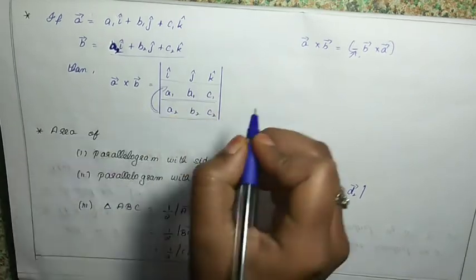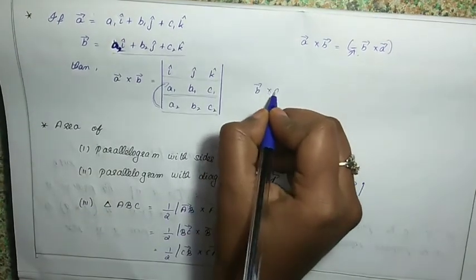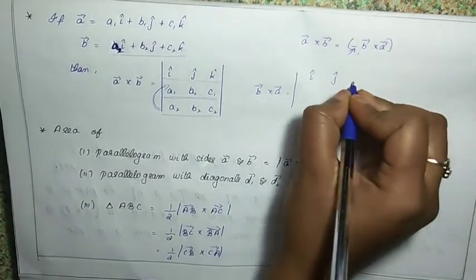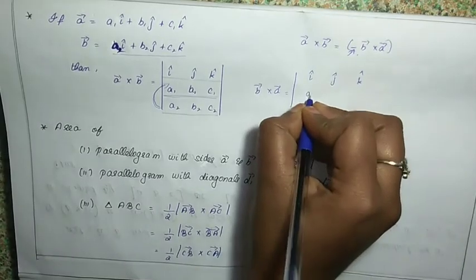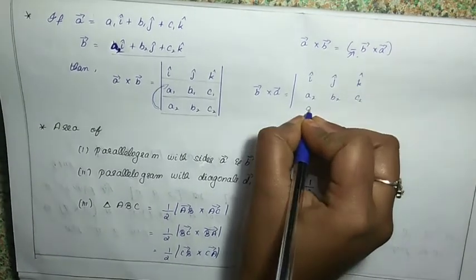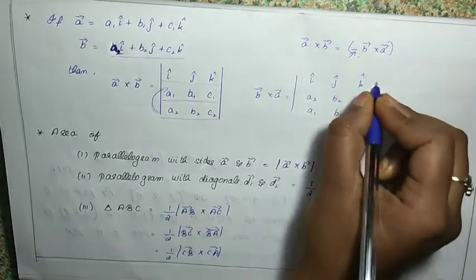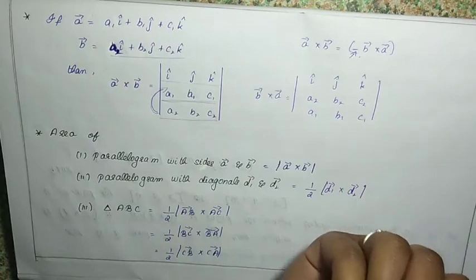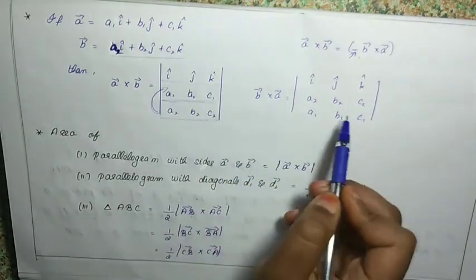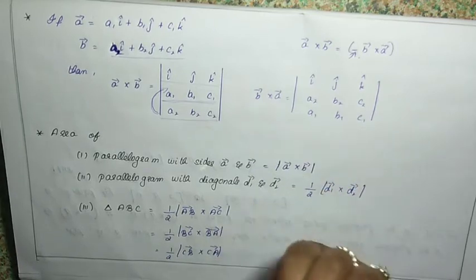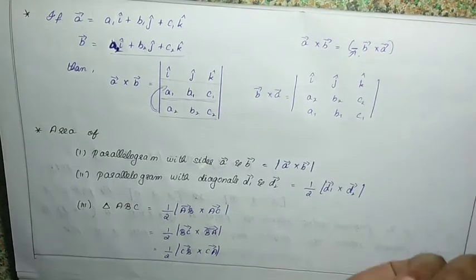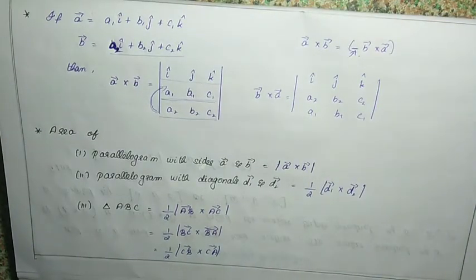So if I take B vector cross A vector, I will be getting i cap, j cap, k cap, a2, b2, c2, and a1, b1, c1. Okay, so are these two determinants the same? No, they have the same components, but still they are not equal. So that's why I have added the minus sign before B vector in the important properties. Okay, hope this is clear for you all.